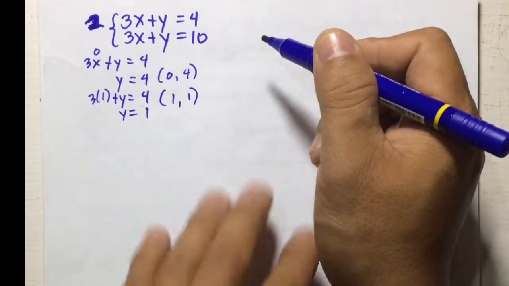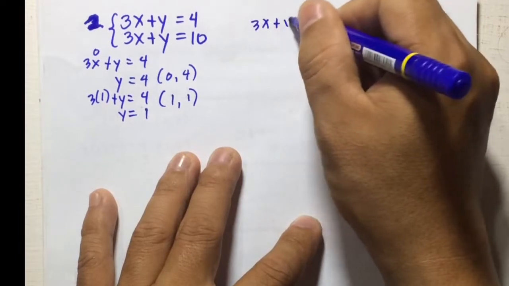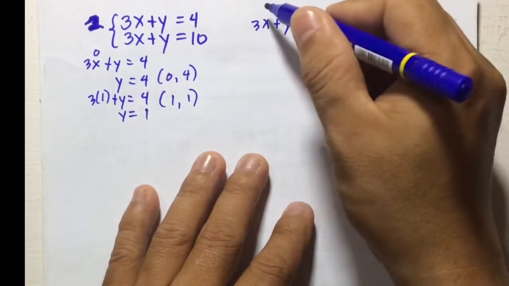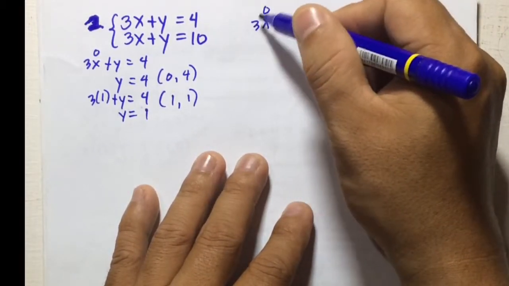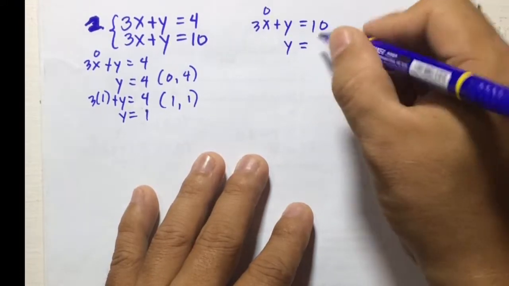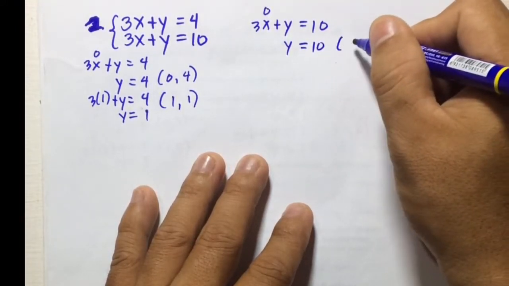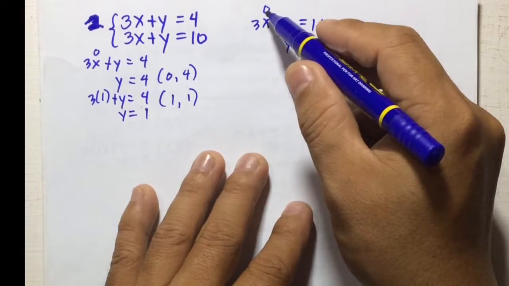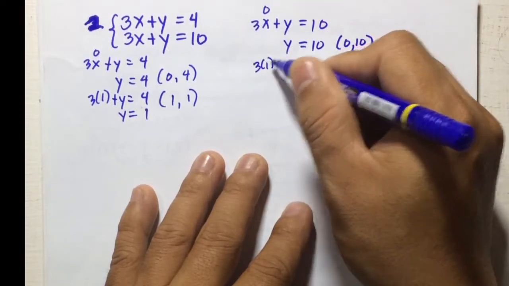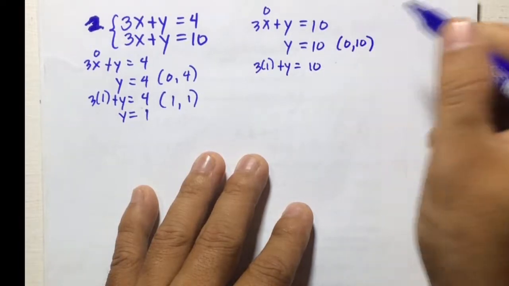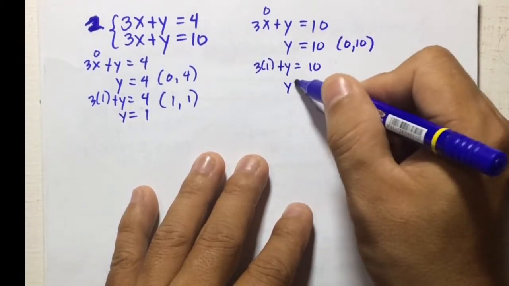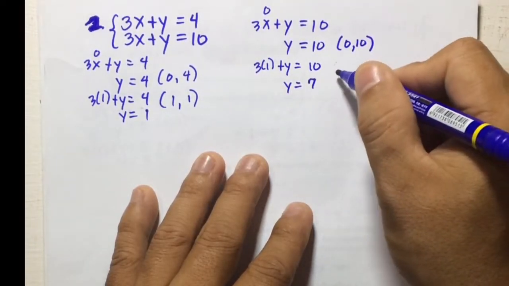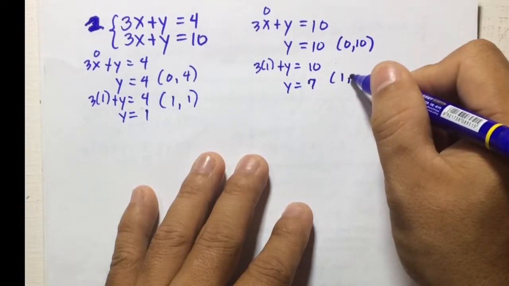Then for the second equation, we have 3x plus y equals 10. Then if we're going to let x equals 0 here, 3 times 0 is 0, so this means that y is equal to 10. And the first point here will be 0, 10. Then if we're going to substitute x with 1, this will be 3 times 1 plus y equals 10. Then 3 times 1 is 3, so y equals 10 minus 3, that will be 7. So our second point here will be 1, 7.